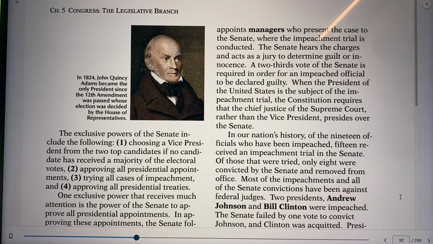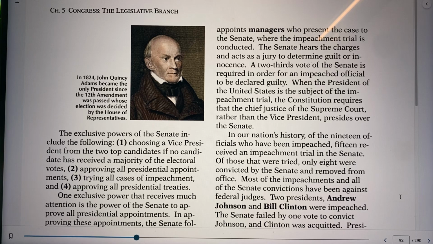So the Senate, going back, can choose a vice president if there's not a majority vote. It has to approve all of the presidential appointments, it has to try any cases of impeachment, and approve all presidential treaties. Those are the exclusive powers for the Senate and the exclusive powers for the House of Representatives. I already did. So approving all presidential appointments is a big deal.